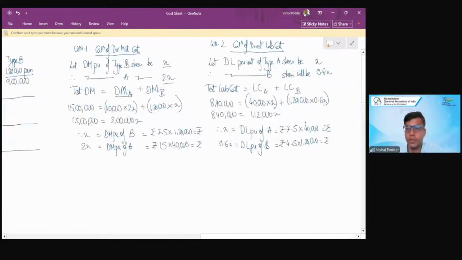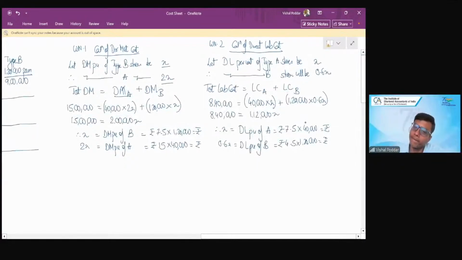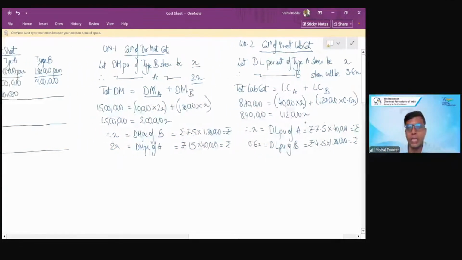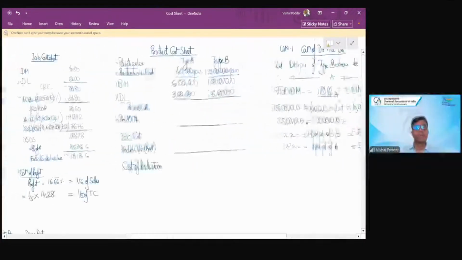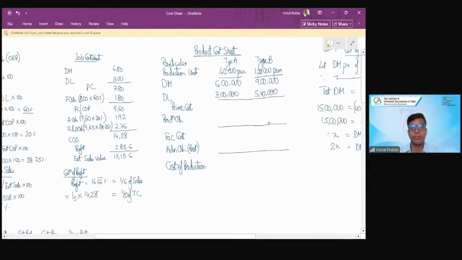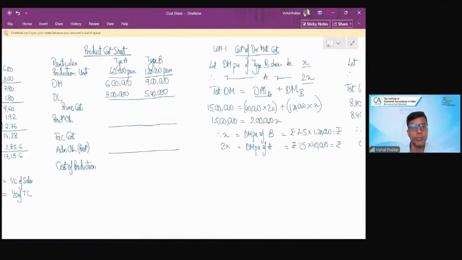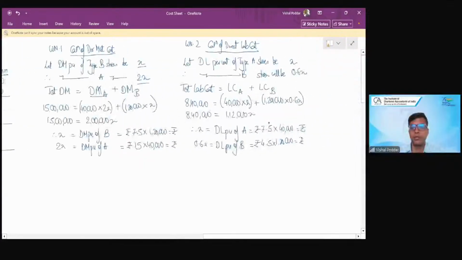The total cost is 3 lakhs plus 5.4 lakhs, which is 8.4 lakhs, 840. Correct? Students, please recheck for me.